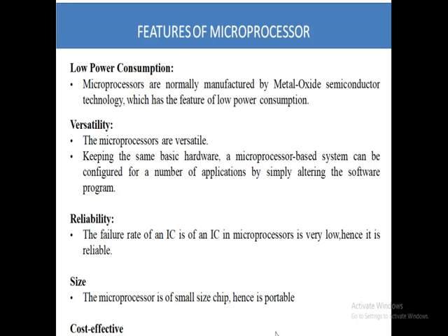Then next is reliability. The failure rate of an IC in a microprocessor is very low, so it's more reliable. And the microprocessor size is very small, so it is portable, which means we can take it from one location to another. It's also cost effective. It has a low price, so it's cost effective.